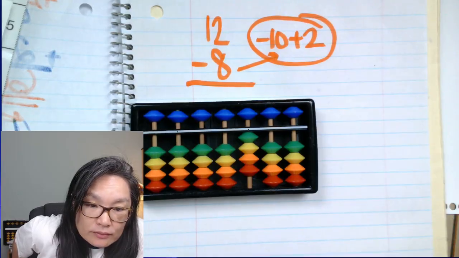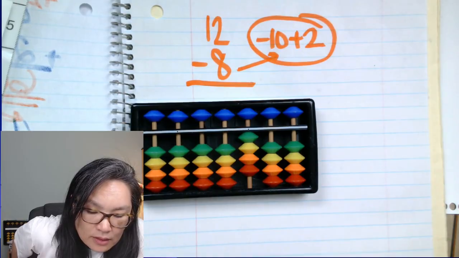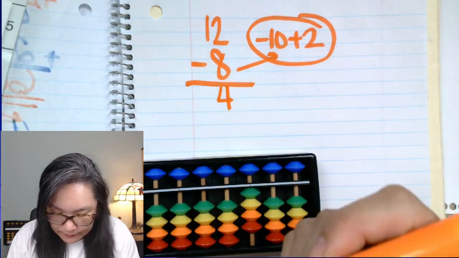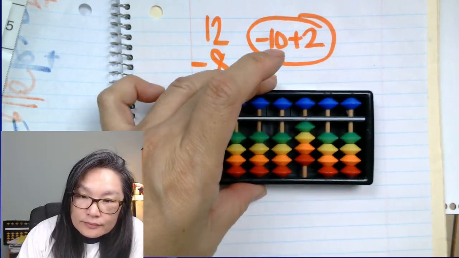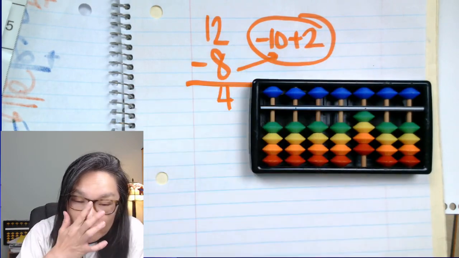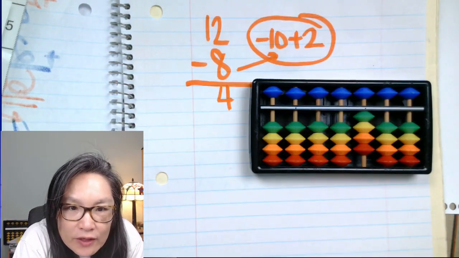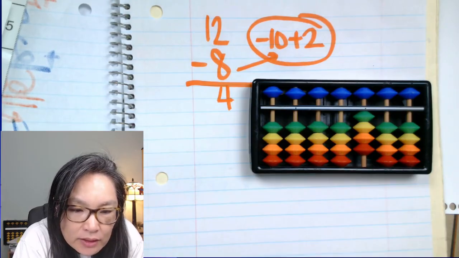Anybody have any questions? Okay, so I have to write down the answer. 4. The answer is 4. Yeah. So Crafty Mom, I don't know if you're still here. Is that all right? This is great for visual learners. I believe this is great for all learners, really.